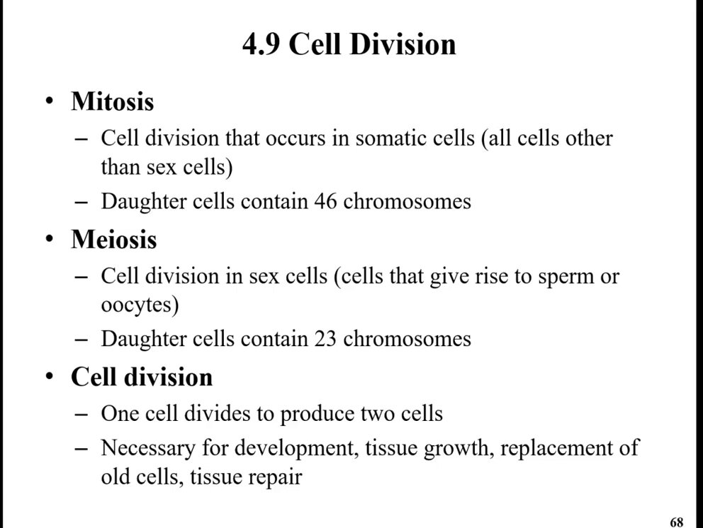Meiosis, on the other hand, is cell division in sex cells, so these are the cells that give rise to sperm or oocytes. And their daughter cells contain half the number of chromosomes as a somatic cell. And that's because when two sex cells form, they join their chromosomes together and have 46 chromosomes altogether.